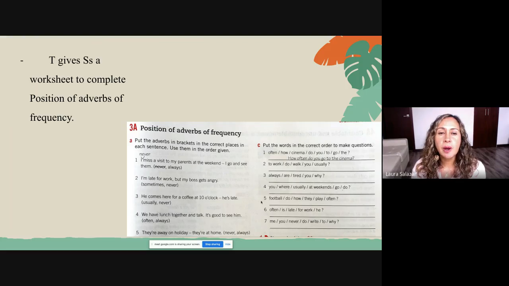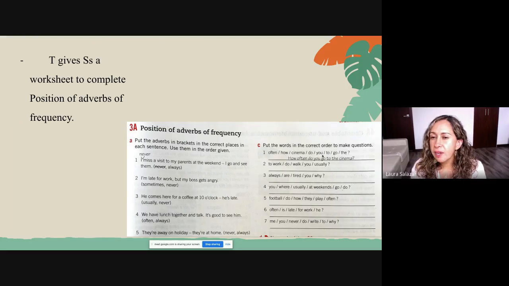So in the first part, they need to put the adverb in brackets in the correct places in each sentence. Use them in the order given. So they have here, they need to see what is missing in here, and they need to put it in the correct place. For the second part, put the words in the correct order to make questions.